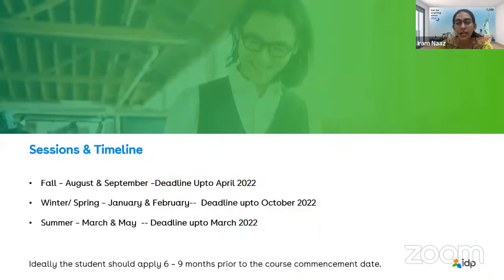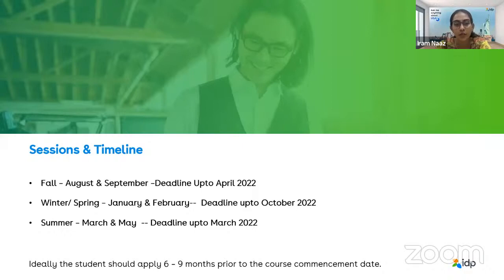Then sessions and timelines. There are specific timelines for every intake. USA admissions are always rolling. There's nothing like you can go only at this particular time or that particular time. Fall is a huge intake because all the universities, like 4,500 universities, with all the programs are available in fall. Whereas in spring intake, there are going to be 2,500 universities available for you.